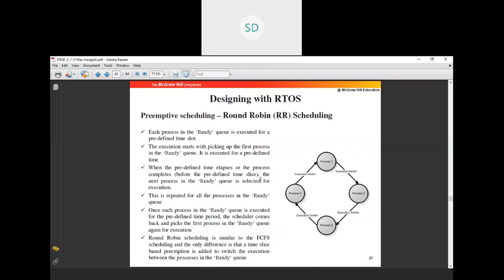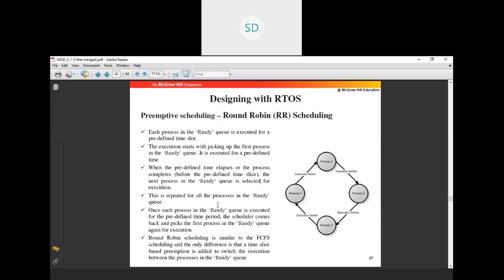Next concept is the round robin scheduling algorithm. In round robin scheduling, as the name itself indicates, each process in the ready queue is executed for a predefined time slot. Each process will be given a time slice. At every instant of the time slice, it will be executed, and after that, it will switch to the next process. For example, in this diagram, assume there are four processes and the time slice is 2 milliseconds.